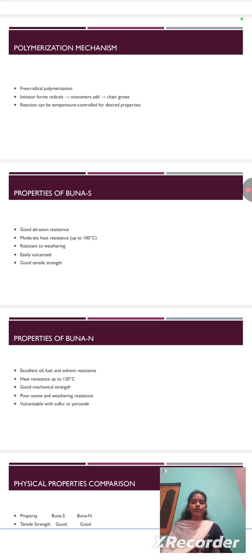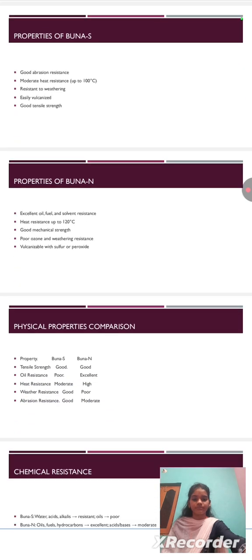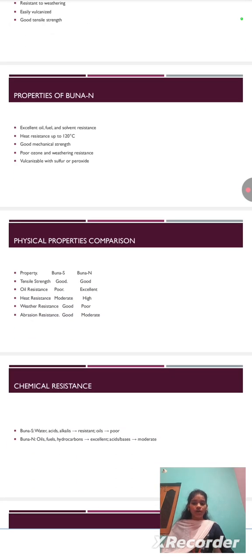And we have to know what are the applications of Buna-S. Tyres and tubes, conveyor belts, footwear, shoe soles, gaskets and hoses. And next we have to know the applications of Buna-N. Fuel and oil hoses, adhesives and sealants, seals and gaskets, protective gloves.